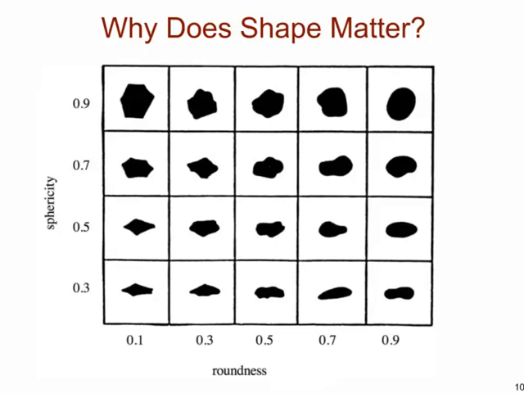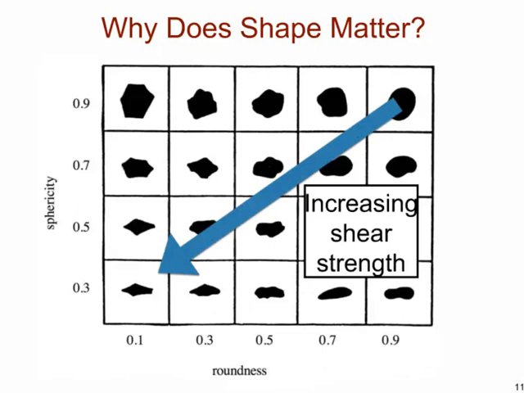Okay, we have these two metrics of roundness and sphericity for shape, and depending on where you are on this spectrum, properties are going to change, in particular strength, and we have characterized that very well. So, for instance, we know that shear strength will increase as roundness decreases and sphericity increases. So capturing shape is something very, very important.